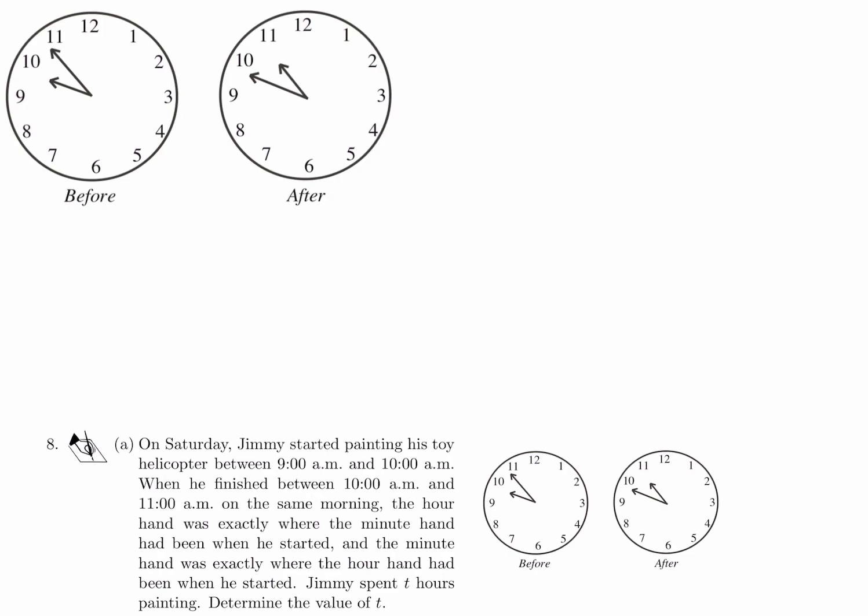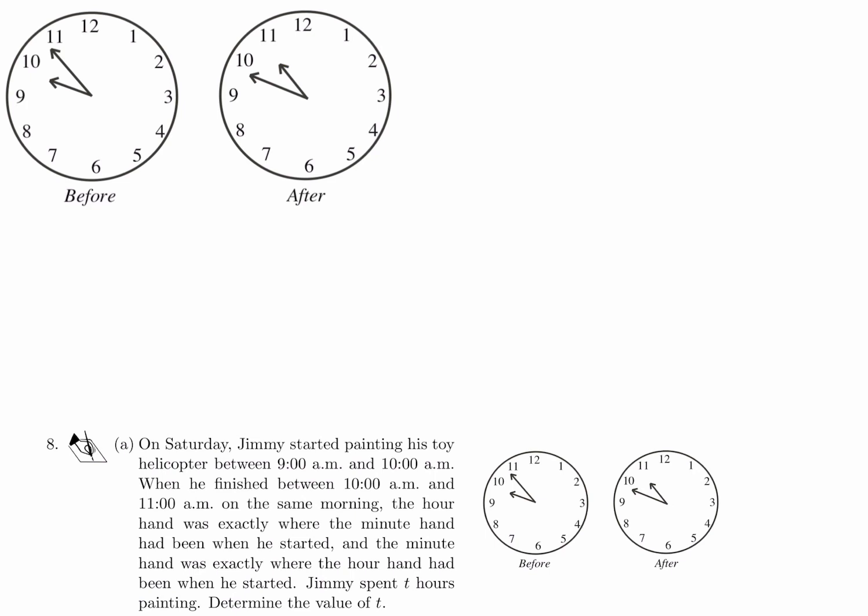Now, this is, of course, the start, and this is the finish, so before and after. And we are told some very interesting information, and the diagram also depicts that the hour hand, which is here, and the minute hand, which is here, we sort of are reversing them. So the minute hand takes the place of the hour hand, and the hour hand takes the place of the minute hand. So they want you to figure out how long it takes essentially for that to happen.